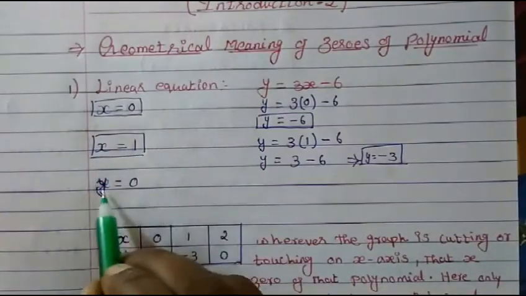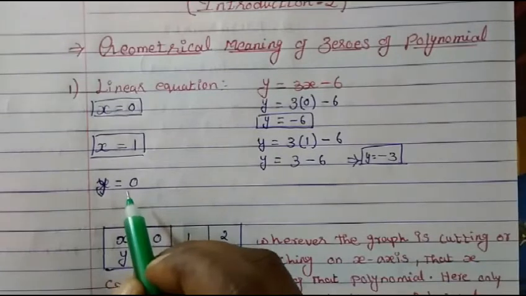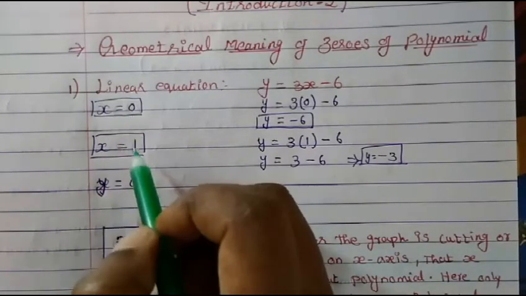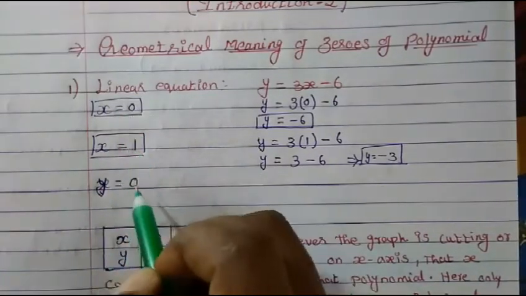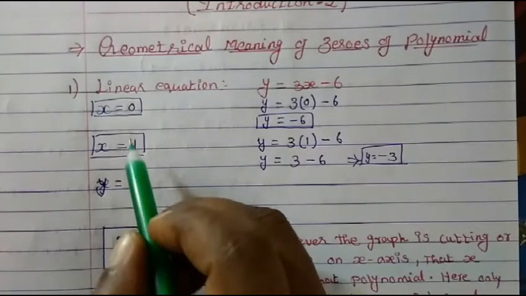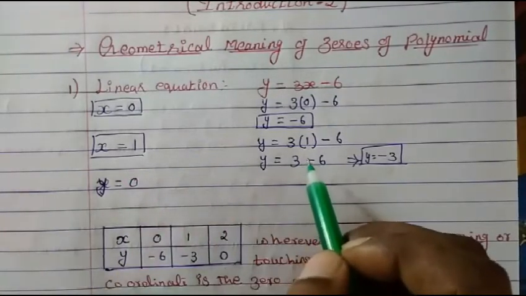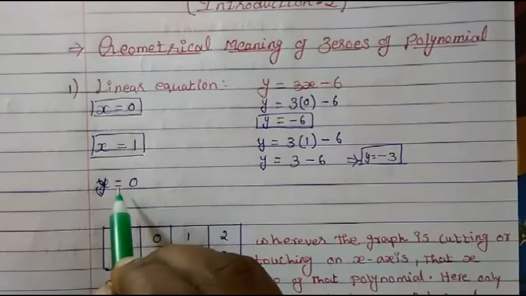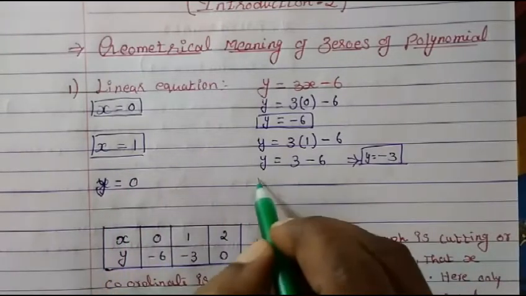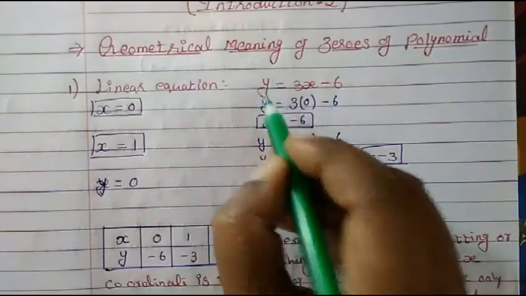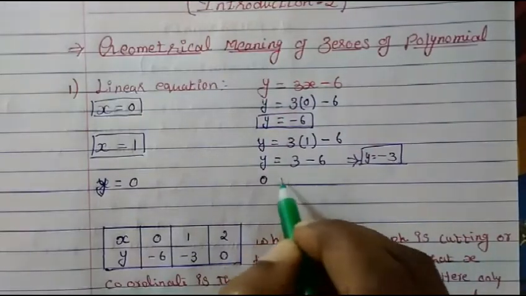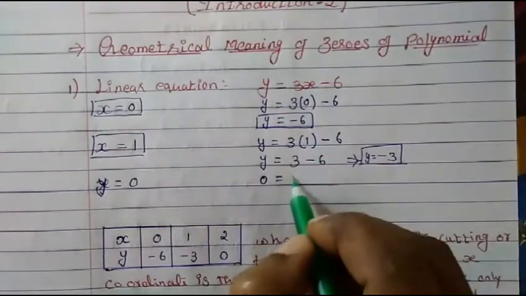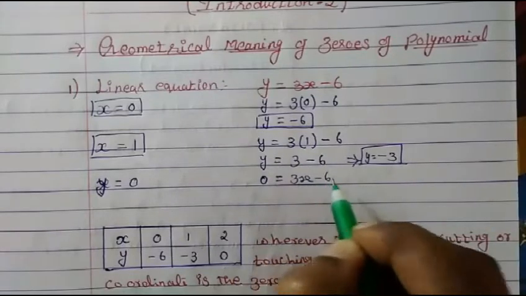Now I have taken y as 0. It's better always to take a smaller number: x as 0, x as 1, y as 0, y as 1. It is better to take smaller numbers so it is easy for us to calculate. You can take any number. So now y as 0 I have taken. That means in the place of y I have to put 0, then 0 equal to 3x minus 6.